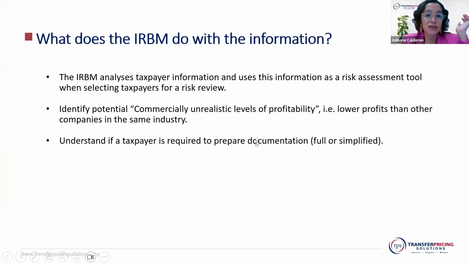So the question is, if I disclose and prepare such a lengthy form, what will the IRB do with the form? Essentially, they will use the information to select risky taxpayers in the context of the value of the transactions, whether the taxpayer has commercially unrealistic levels of profits or several years of losses. And then understand as well if the taxpayer is required to prepare documentation and what type of documentation.